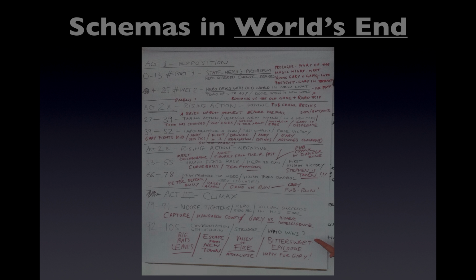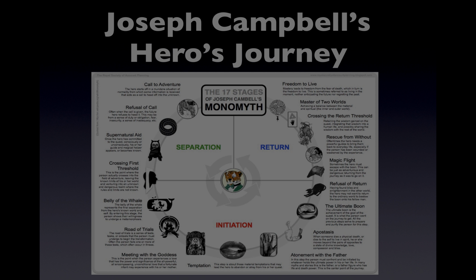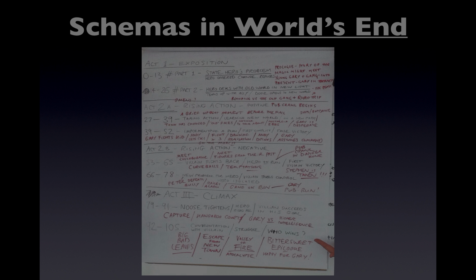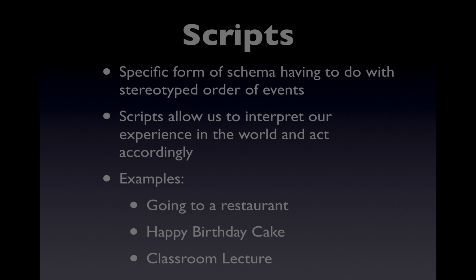And in fact, I think I have, let's see. Oh, I forgot to talk about that one. Let's look at, I think I have scripts here. Yeah, let's talk about scripts for a second, then I'll come back and tell you about those other things. So a script is a schema having to do with a certain kind of order of events, an expectation of how things go.